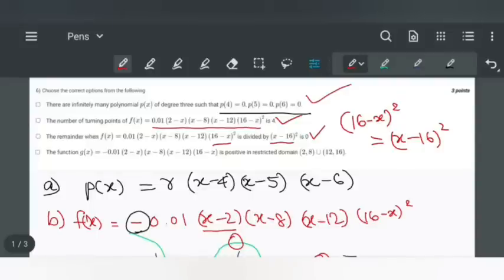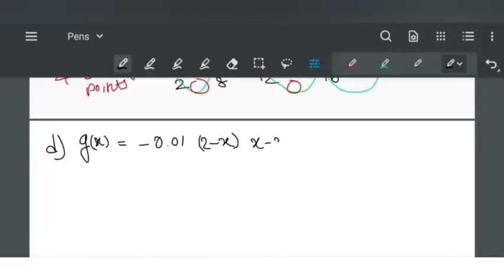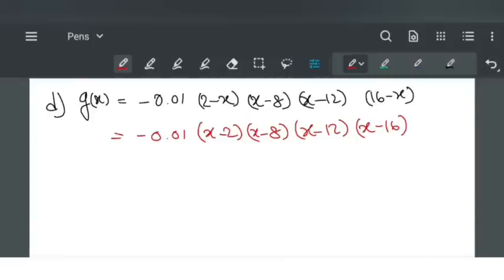The function g of x given is positive in a restricted domain. So for this we have to again use the wavy curve method. So our fourth option D, g of x is equal to minus 0.01 times 2 minus x, x minus 8, x minus 12 and 16 minus x. We can write this function as minus 0.01 times x minus 2, x minus 8, x minus 12 and x minus 16 to make it easier to use the wavy curve method.